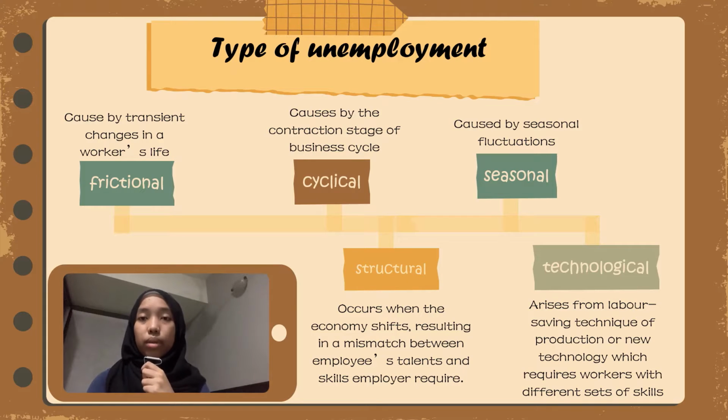Next, unemployment can be classified as frictional unemployment, cyclical, seasonal, structural, and also technological. So firstly, the unemployment due to friction is usually caused by transient changes in a worker's life. For example, when someone needs to relocate to a new place and must find a new job. So people who are just entering the job force, such as newly graduated college students, are likewise to be affected by this type of unemployment.